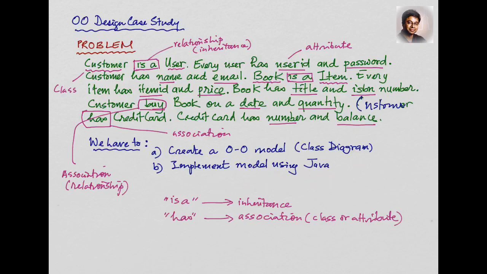So in every project you do this analysis to come up with an object-oriented model which is a class diagram, and then finally you write down the code to implement your application. Here I have shown that is an inheritance relationship, as is association. It can be class or it can be attribute. So let us proceed to see the model.